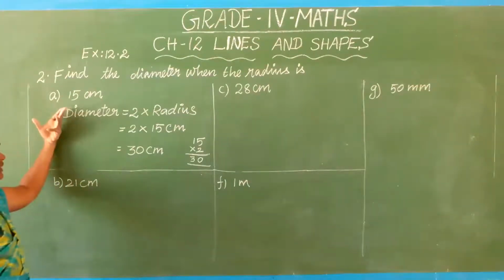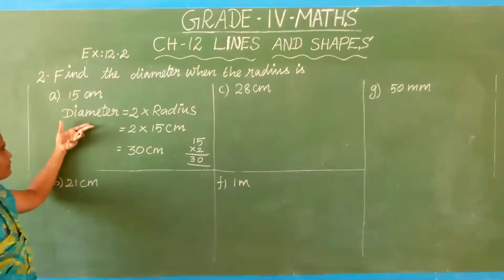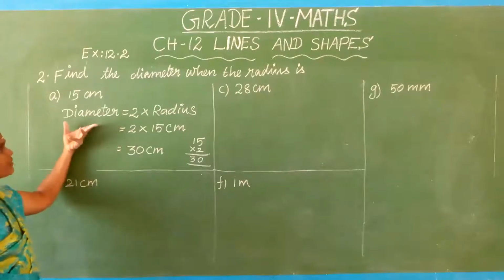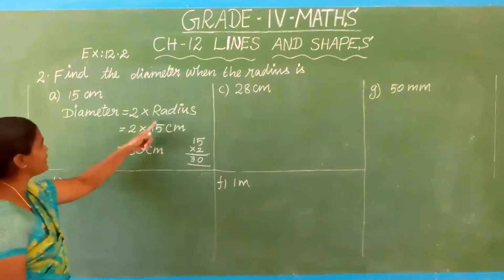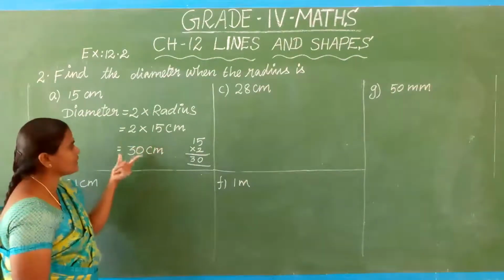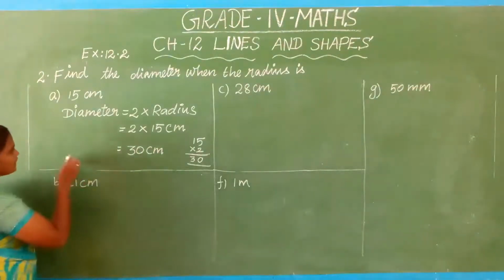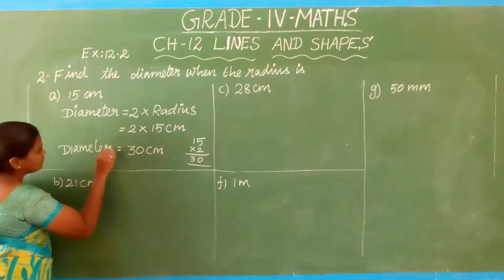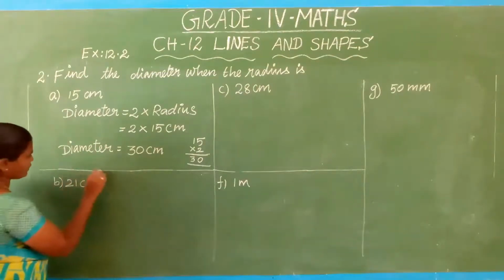Here the radius is given, find the diameter. What is the formula? Diameter equal to 2 into radius. So 2 into radius 15 centimeter. 2 15s are 30. So diameter equal to 30 centimeter.